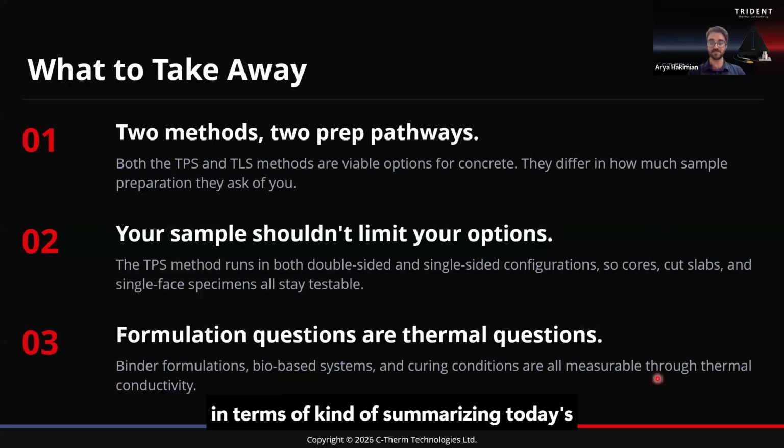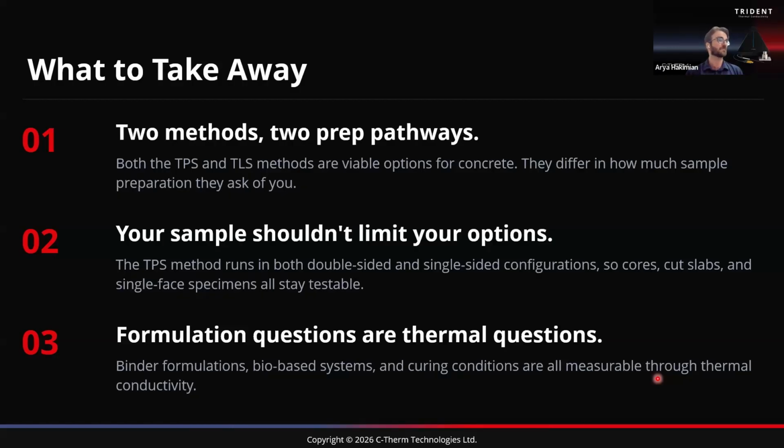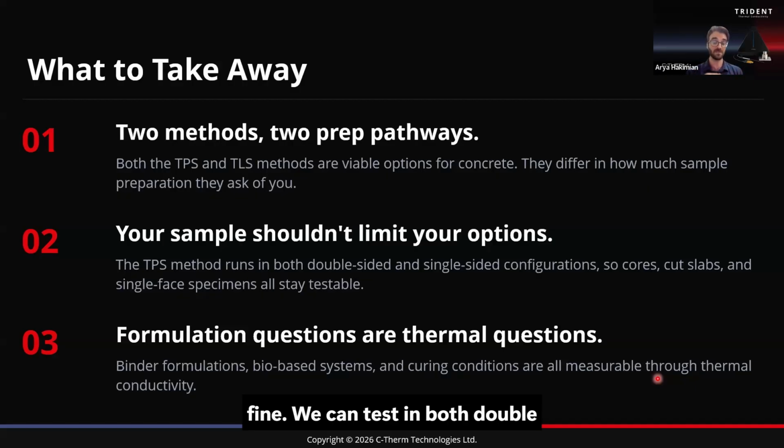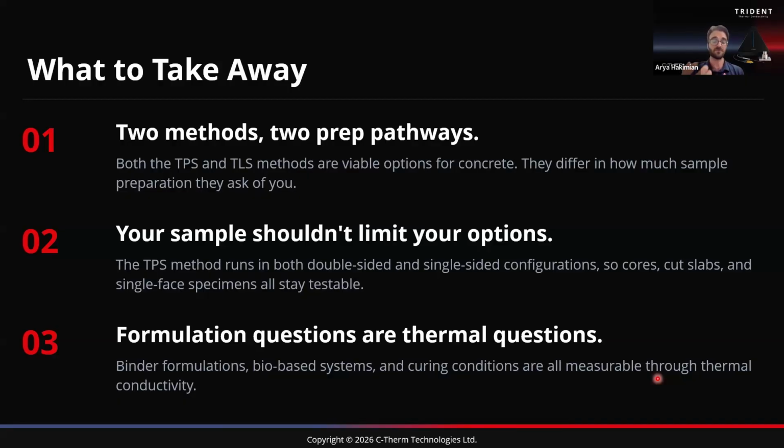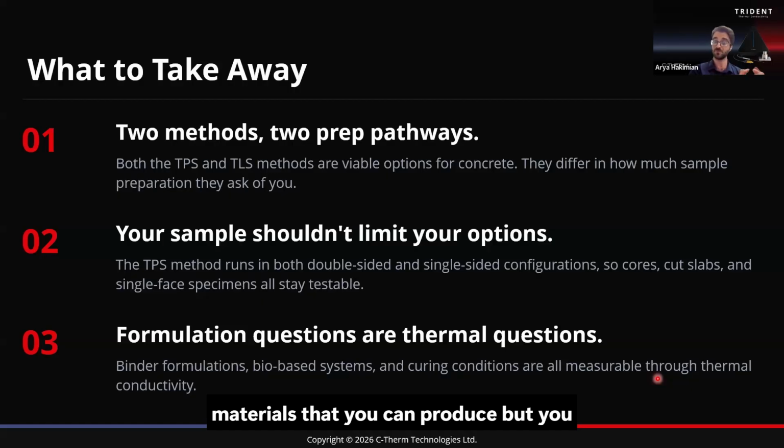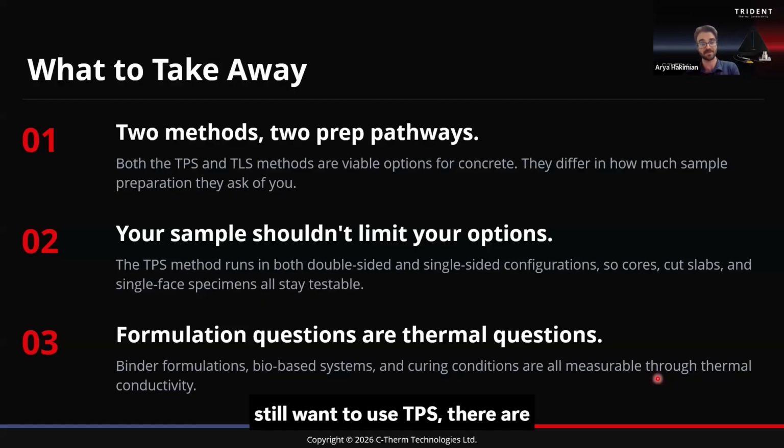So in terms of summarizing today's content, I'd say three main takeaways here. As we highlighted at the beginning, your two most common options here are TPS and TLS, both viable options for concrete, but they differ in terms of how much prep is going to be required. When it comes to the TPS, if you only have one sample, it's fine. We can test in both double and single-sided configurations. So if you're limited on the volume of materials that you can produce, but you still want to use TPS, there are pathways to accommodate that.